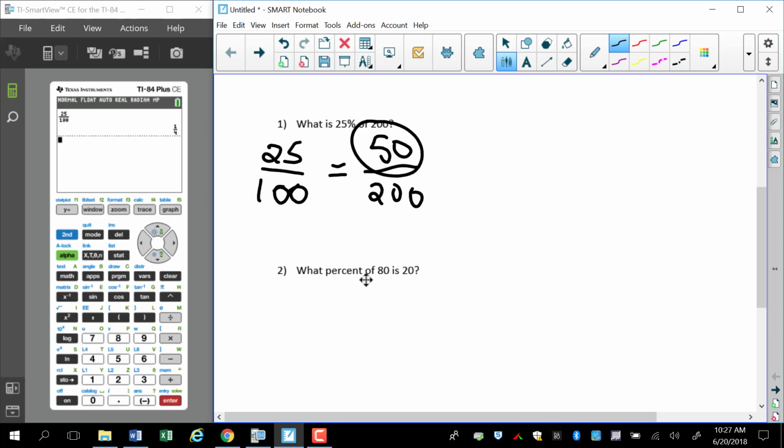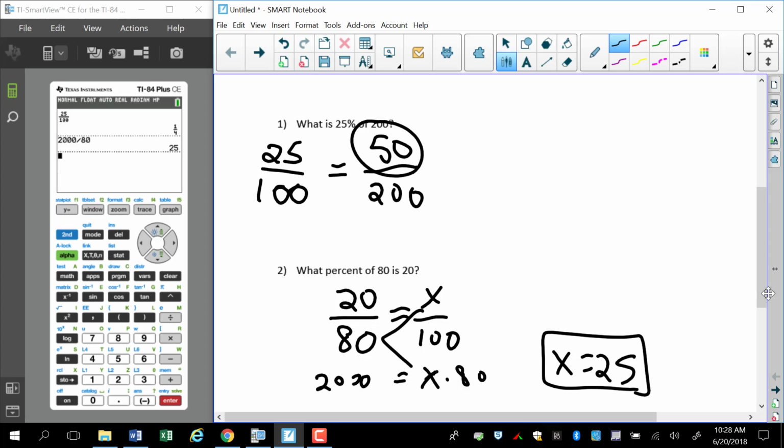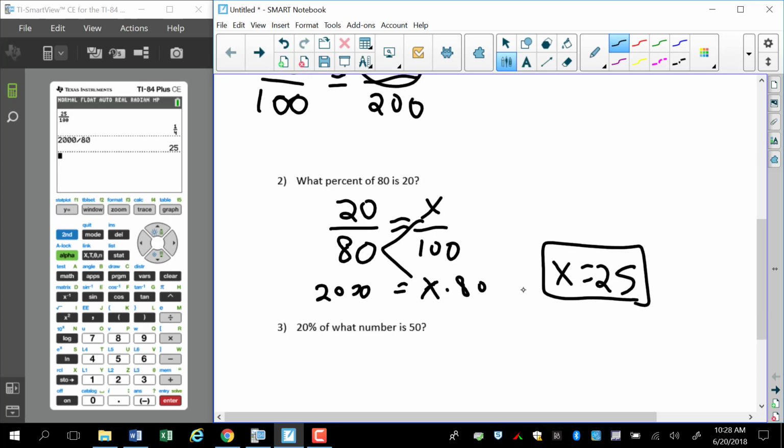Well, what percent of 80 is 20? Well, again, if you want to write a percent, we can look at it as a fraction. We just need to figure out what is this fraction in terms of 100. Now, there's a couple ways to do this one. You might like the idea of cross multiplying. So if you look at this, we have x times 80 equals 2,000. And then we can just divide, and we get x equals 25. This is one way of doing this problem.